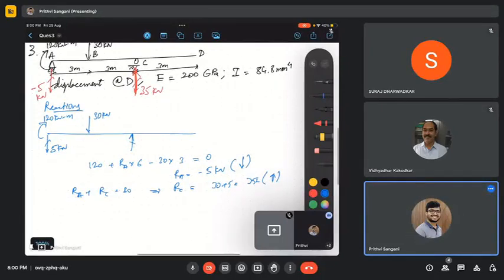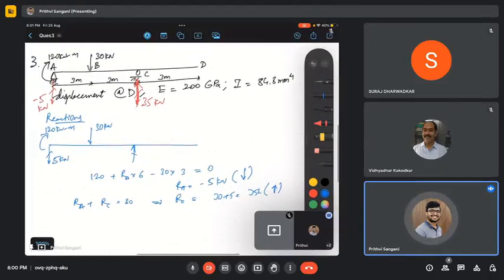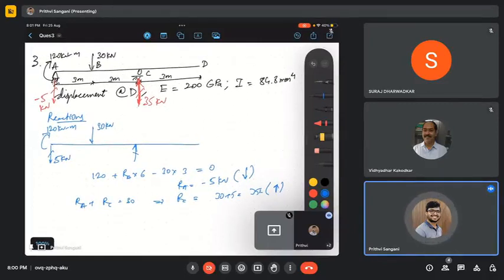Now we are done with the support reactions. We can find out the capital N, so in each section we can find out the bending moment, right? And after that, what do we need to find? We need to find small m. Small m is nothing but the bending moment in each section or in each span due to the unit virtual load, the unit virtual load acting at the point of interest.